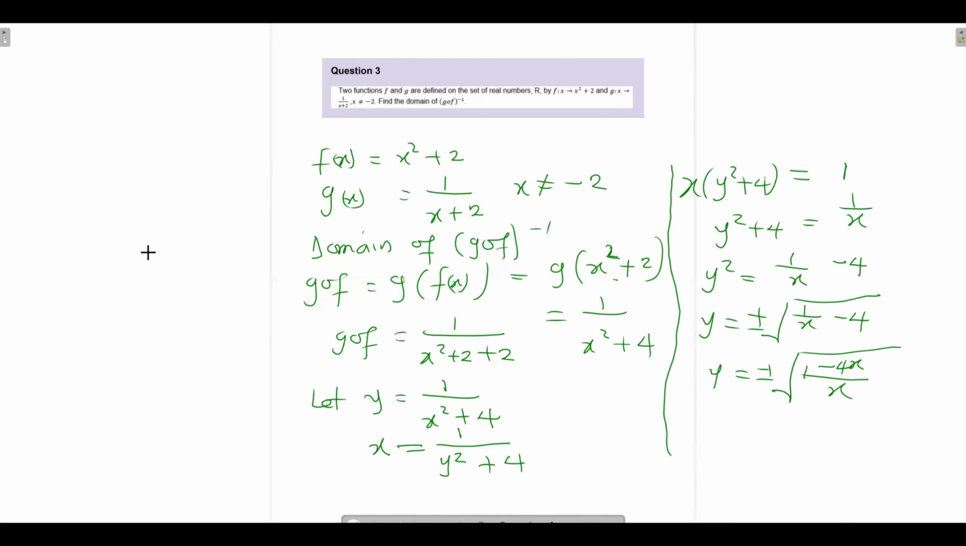You can represent it as another function, maybe k. You can now say about the inverse of this. I can say k inverse of x is plus or minus root of (1 minus 4x) over x. But don't forget, we are looking for the domain. The domain is talking about the value for x. So what values of x will make this function true?